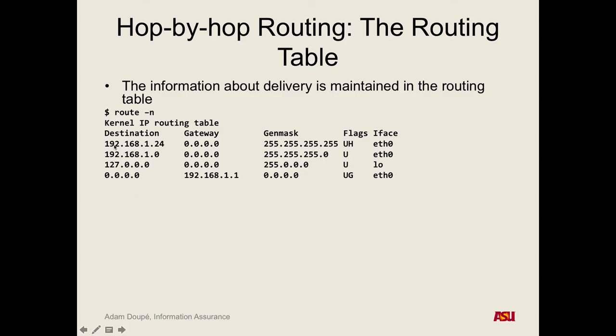So this says, hey, if you want to talk to 192.168.1.24, send it out on physical interface 0, eth0, right? If you want to talk to anybody in 192.168.1.0/24, we know it's a /24 because of this genmask, which means the last octet doesn't matter, then send it out on Ethernet 0. You can read in more information about the subnet here. This essentially says this is your subnet.